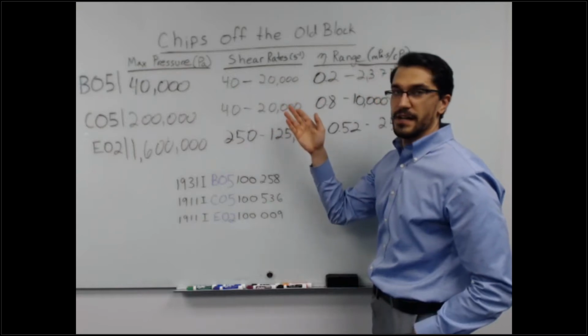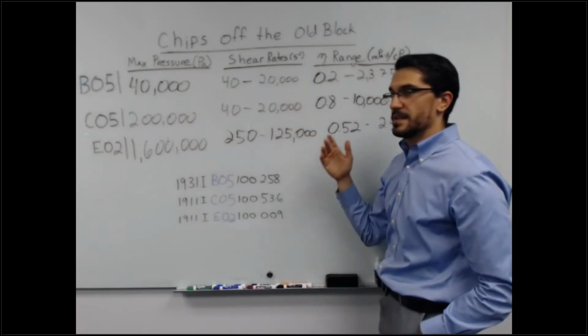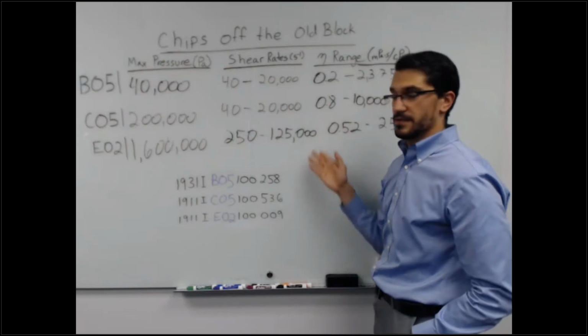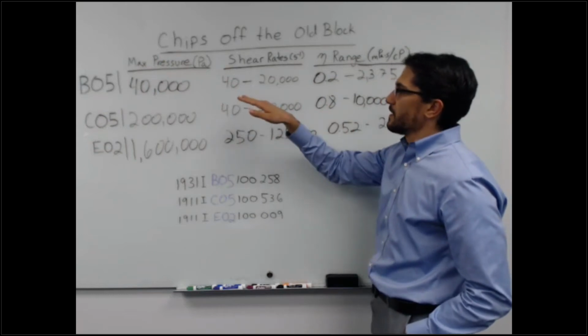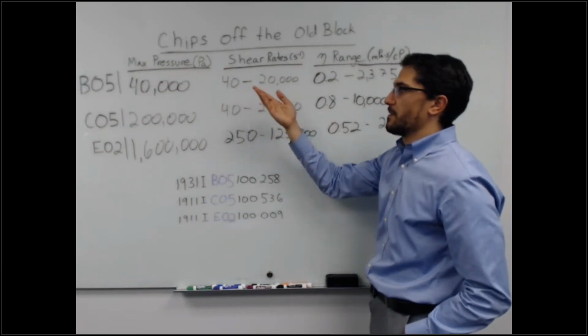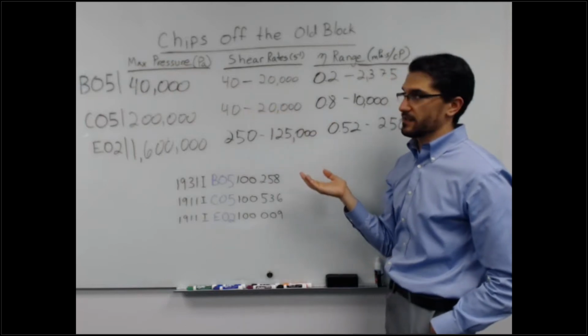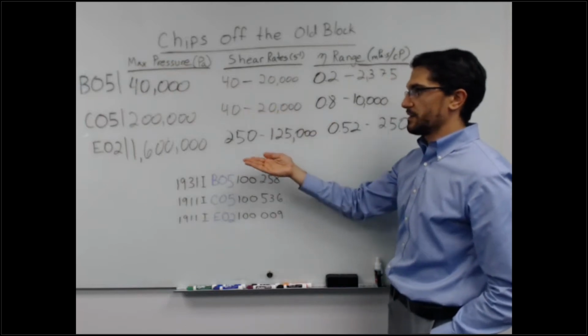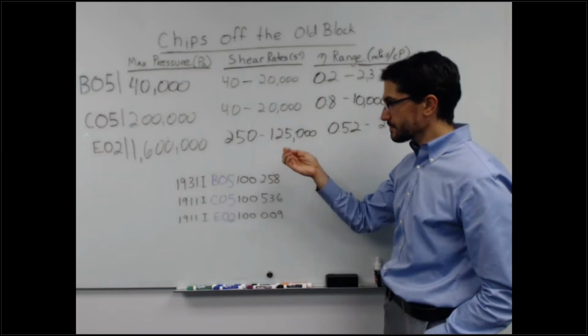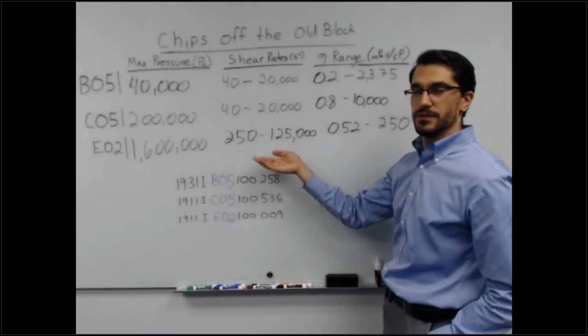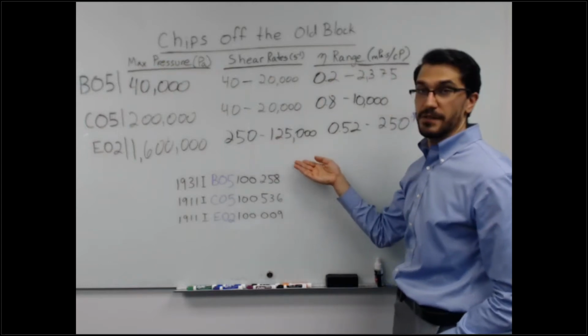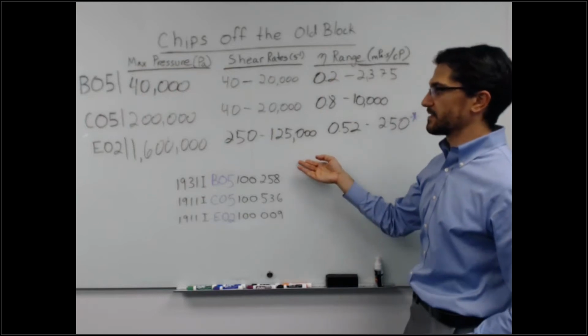So the BO5 and the CO5 chips, depending on the maximum pressure as well as the viscosity of your sample, have a shear rate range from 40 to 20,000 inverse seconds, while the EO2 chip has a shear rate range between 250 to 125,000 inverse seconds.